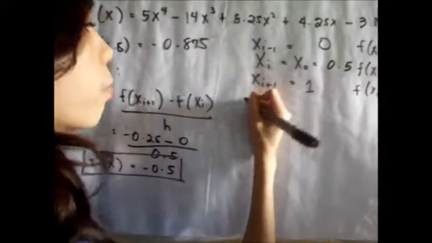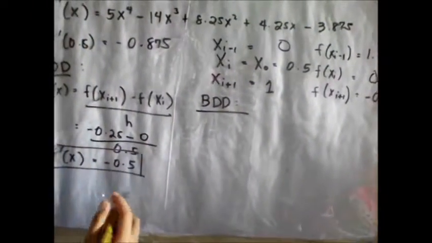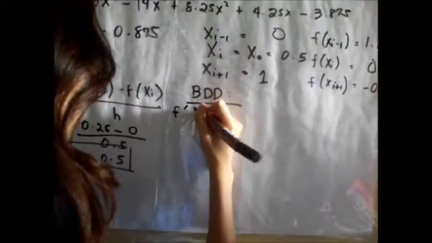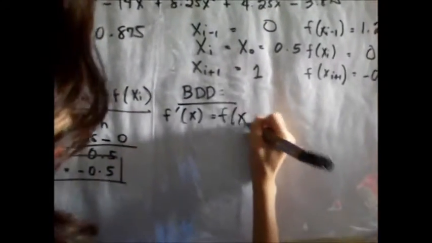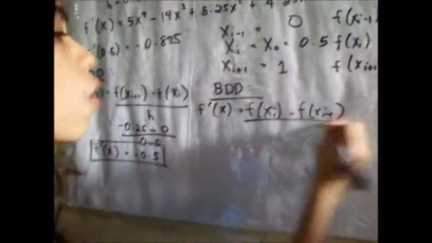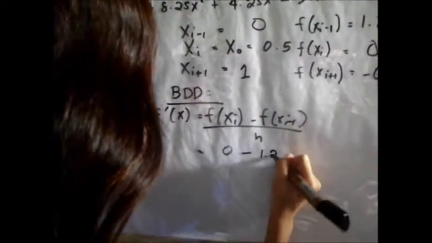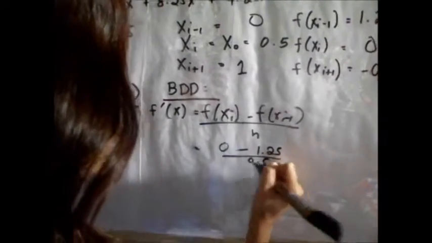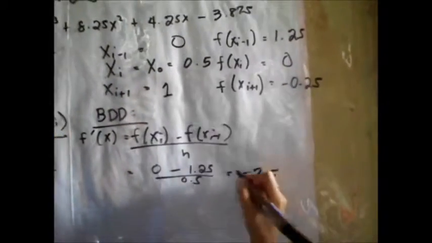For the backward divided difference, the formula is f prime of x is equal to f of x sub i minus f of x sub i minus 1, all over h. So again, substitute those values. We have 0 minus 1.25 all over 0.5. So we have the value of negative 2.5 for the backward divided difference.